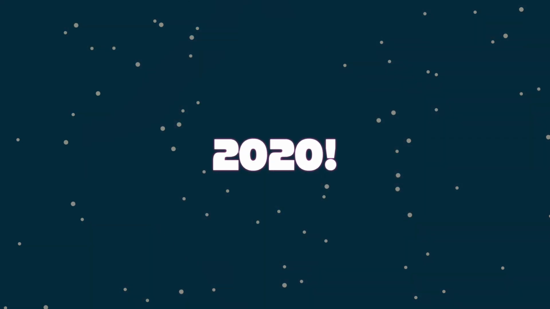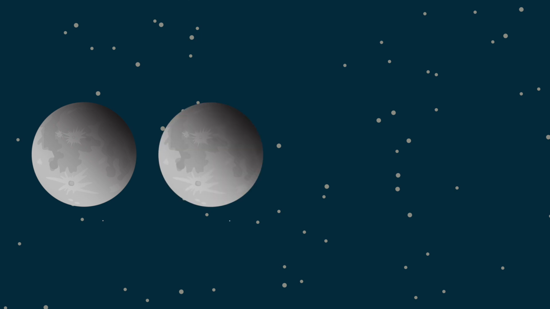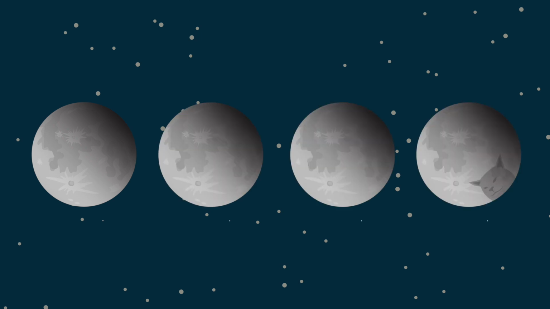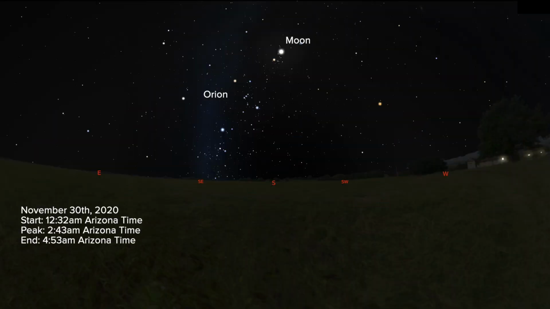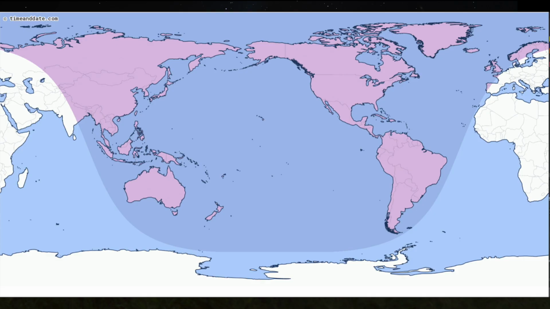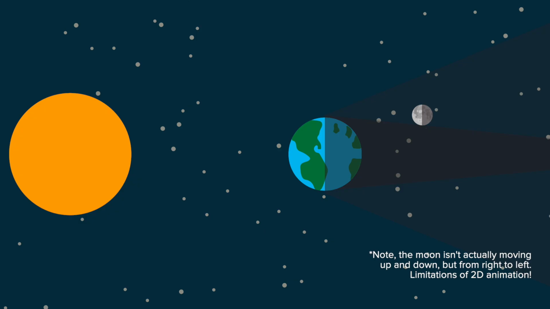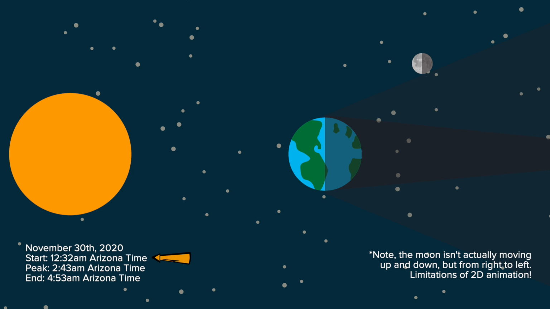In 2020, we happen to have 4 lunar eclipses, all of them penumbral. Early in the morning of November 30th is the last one of the year, and it is visible across North America. As far as penumbral eclipses go, it is a pretty good one, coming very close to the Earth's umbra. The eclipse will start at 12:32 a.m. Arizona time, reaching a maximum at 2:43 a.m. and end at 4:53 a.m.